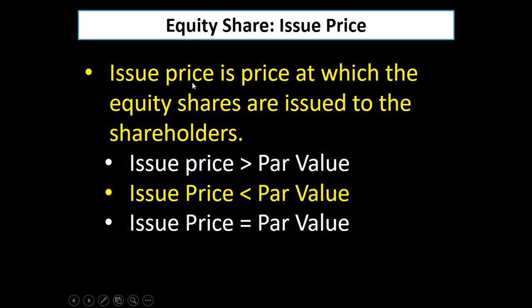Issue price is the price at which the equity shares are issued to the shareholders. An issue price may be greater than the par value, then it is called issue of shares at a premium. The issue price may be equal to par value, then it's called issue at par. Normally, the issue price cannot be less than the par value as per the Companies Act 2013, with some exception of sweat equity, which we'll see later.